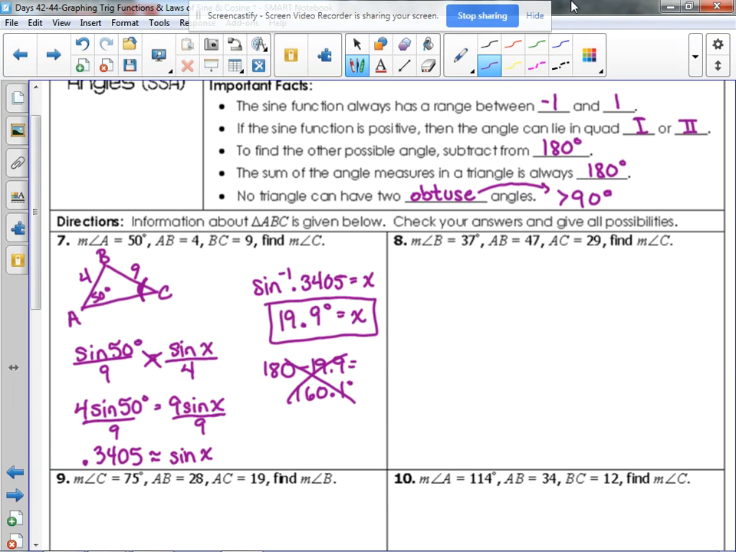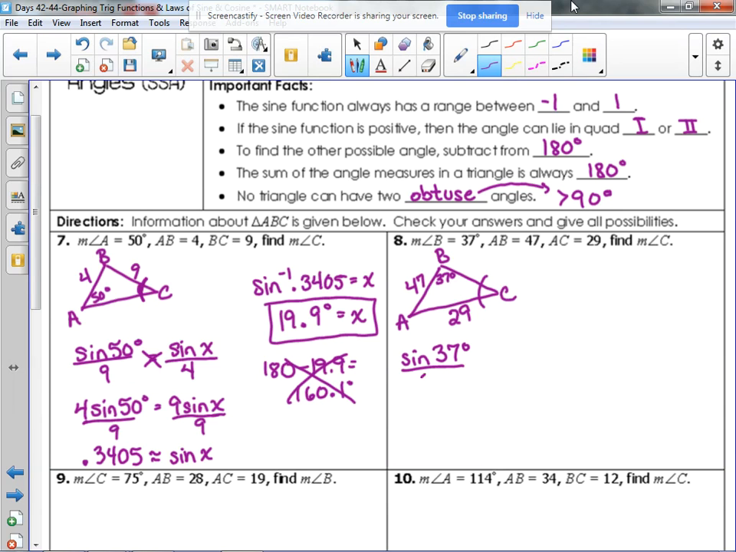Okay, let's look at number 8. Measure of angle B is 37 degrees. I'm just going to label my triangle the same way I did just a second ago. So B is 37 degrees, AB is 47, AC is 29. Find the measure of angle C. Okay. We don't have to do any extra work here.